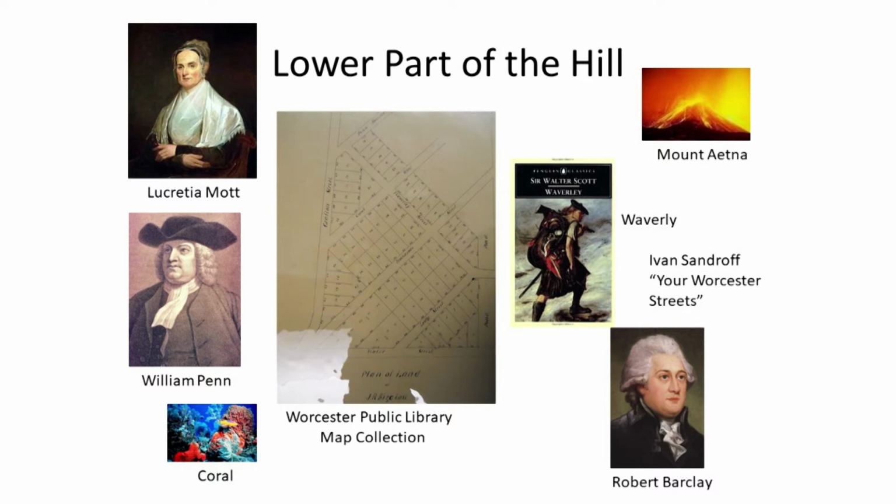There's Waverly Street, which Ivan Sandroff, who wrote a book called Your Worcester Streets, he was a columnist for the Telegram back in the 1940s, and he said that Waverly Street was named after a novel by Sir Walter Scott. It was the first historical novel. So we have a Waverly Street, but we also have natural phenomenon. We have Mount Etna, which is a volcano over in Europe, and then we have a Coral Street in that section of the city. I cannot figure out what they were thinking when they did the names, but otherwise the names go back to the patriotism of Union Hill.